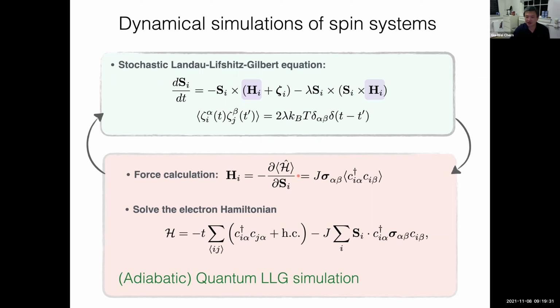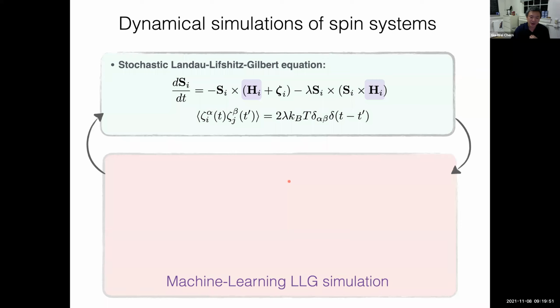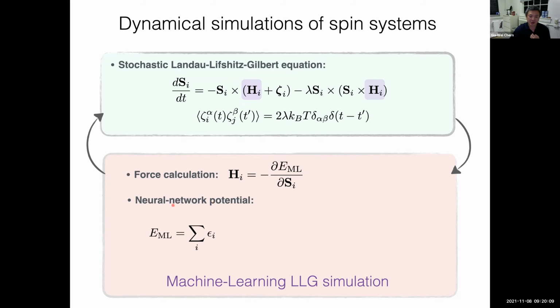So of course, we try to speed up this part. And there are all kinds of numerical methods, notably these kernel polynomial methods, which are linear scaling methods. But here we want to show that machine learning methods can also be used to achieve efficient simulation for this double exchange model. So for this, we call it the machine learning LLG simulation. And again, in this case, the force is given by minus the derivative of some total energy. We call this the machine learning energy with respect to spin. And then we develop a neural network potential for this total energy.